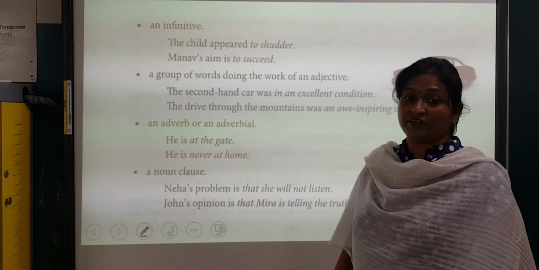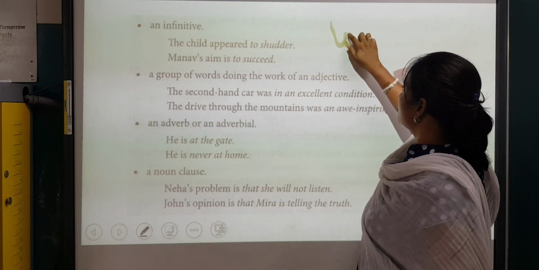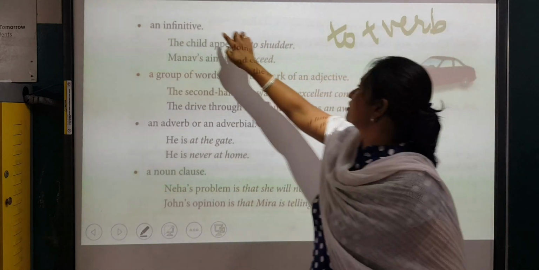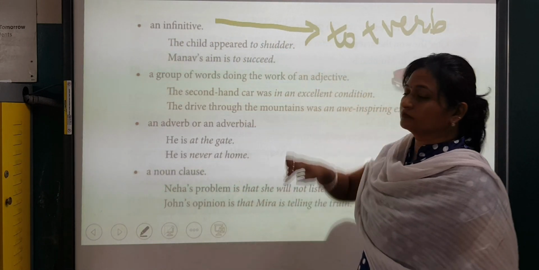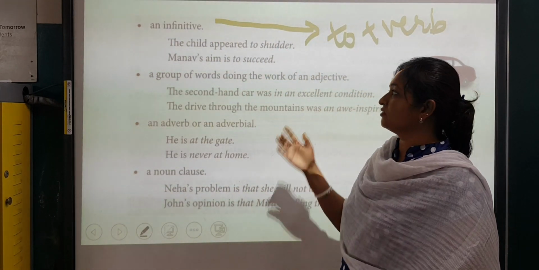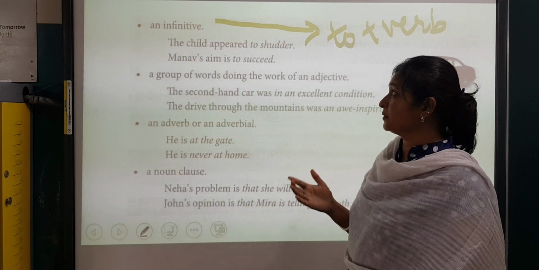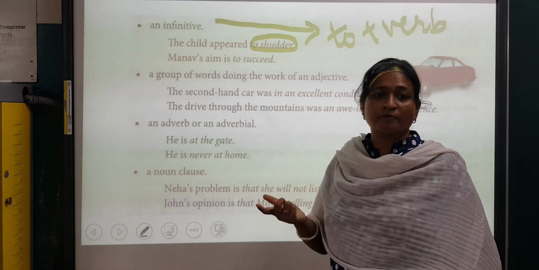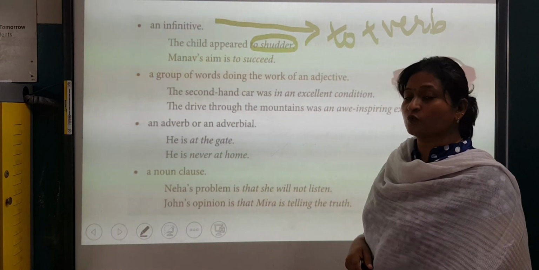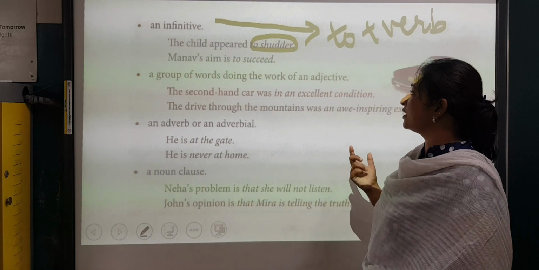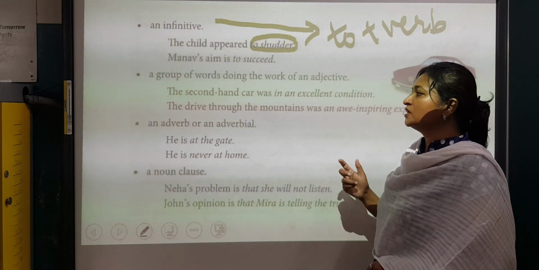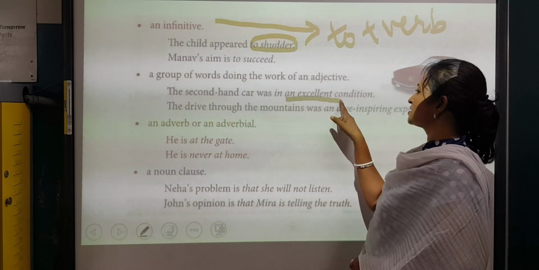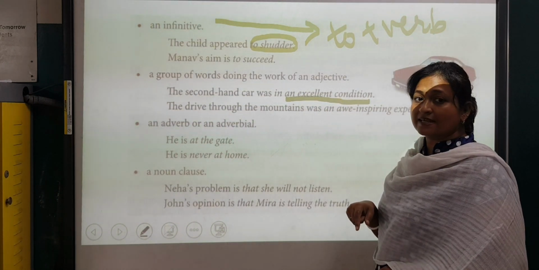Then we have infinitive. Whenever you have to plus verb, we call it an infinitive. Okay, to plus verb is infinitive. Here, the child appeared to shudder. Now here the complement is to shudder. So it is in the format of infinitive, to plus verb. It can be a group of words doing the work of an adjective. The second-hand car was in an excellent condition. Now, a group of words which acts as an adjective.